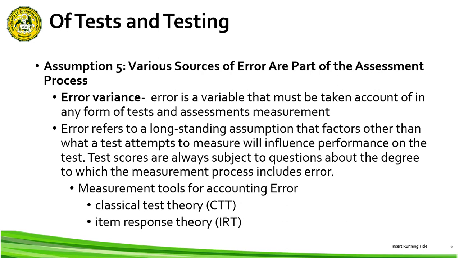Now to proceed to assumption 5. Various sources of error are part of the assessment process. Error variance is a variable that must be taken into account in any form of test and assessment measurement. It is difficult to control extraneous variables, so you must learn to handle them. Handling error variance: treat subjects within a group as similarly as possible.